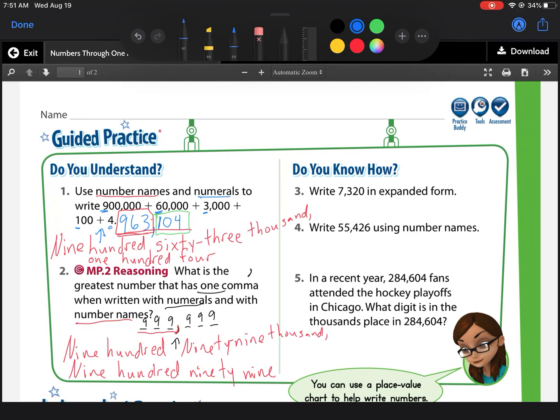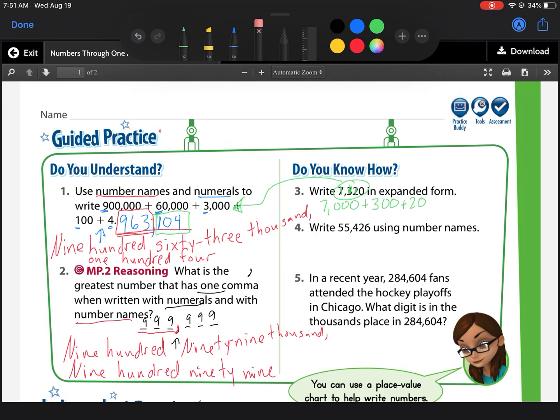Number 3 says write in expanded form. Expanded form is what we did over here. It's writing it out with each place value with the addition between. So that would be 7,000 plus, and I've done that place value. Now I go to the next one, which is 300, plus my next place value, which is 20, plus 0. Now, I don't have to put that 0 in, so if I want to, I could leave it just like this. Either answer, though, would be okay. Heading off to our next one, number 4.